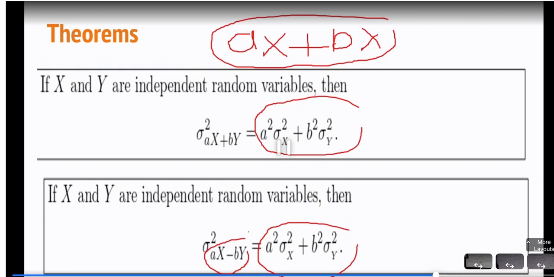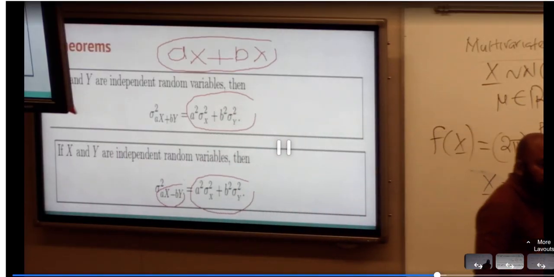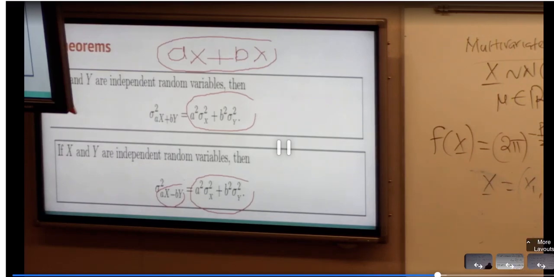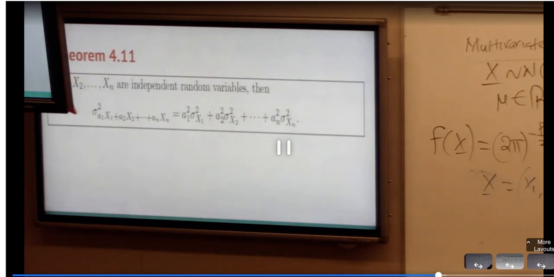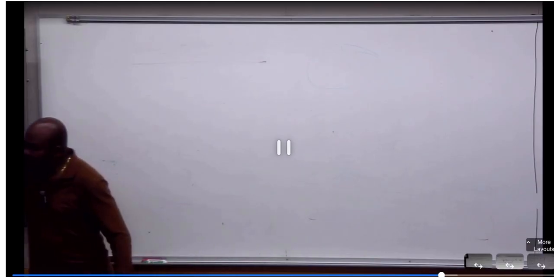But this only applies to a situation where X and Y are independent. If X and Y are independent, the covariance is going to be equal to 0. But what if that is not the situation? Now let's generalize. Take a look at this. My random variable now, you see that? That's a random variable a1X1 and so on, where a1, a2 up to an are constants. Okay? We take a look at what I have. Okay? Then I'm going to have this.